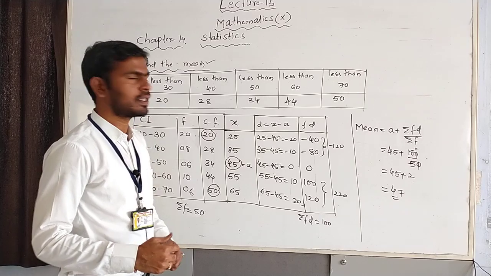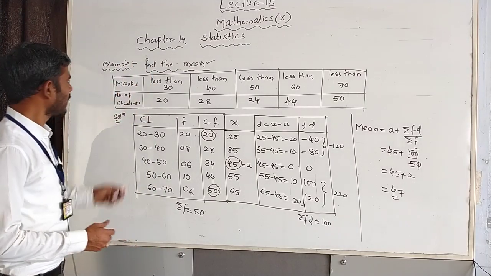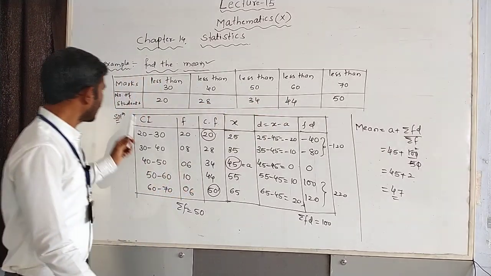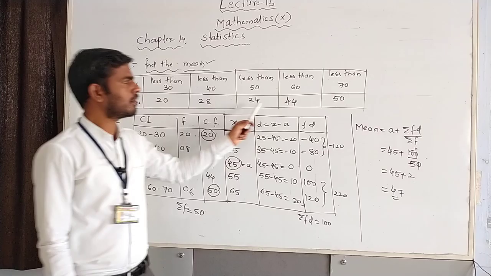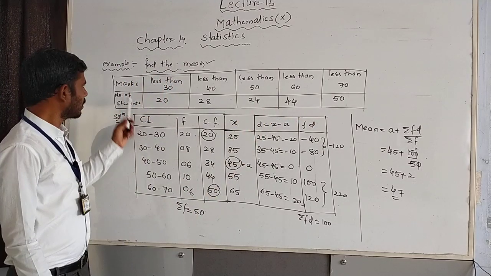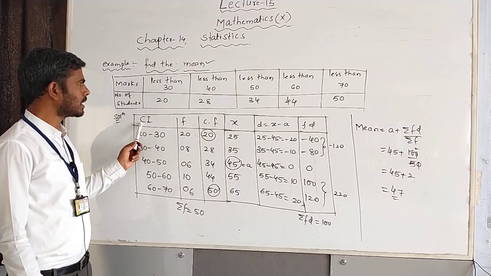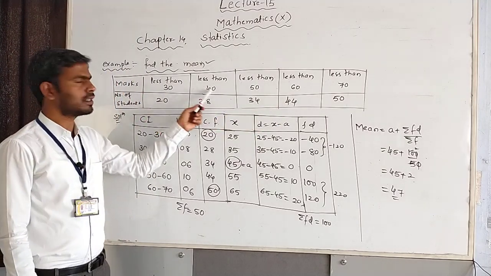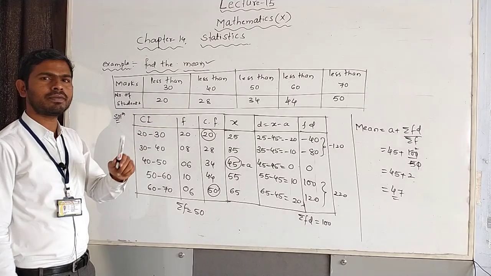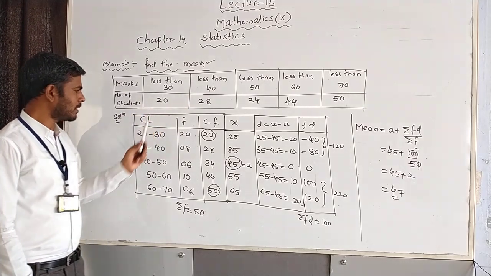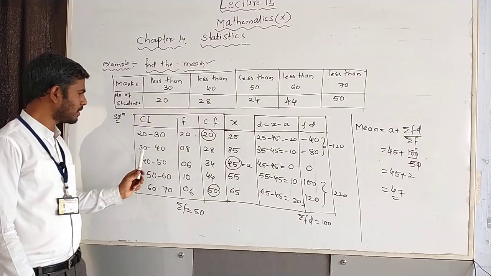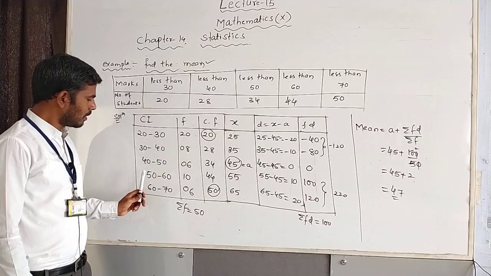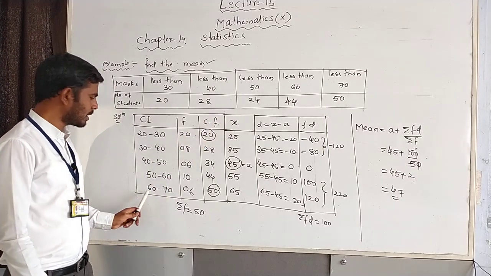Let us discuss once again how to check. Marks are given as less than 30, less than 40, less than 50, less than 60, less than 70. The number of students are given as 20, 28, 34, 44, 50. For marks, you always have to consider the class interval. See 30, 40, 50, 60, 70. The difference is 10, so that is how to make groups of 10 only. Less than 30 means you have to take 20 to 30. Less than 40 means 30 to 40. Less than 50 means 40 to 50. Less than 60 means 50 to 60. Less than 70 means 60 to 70.